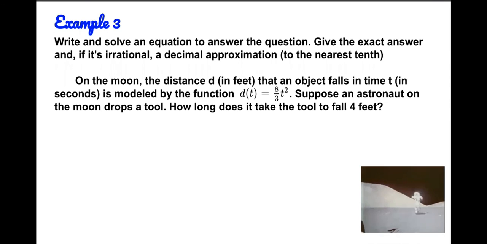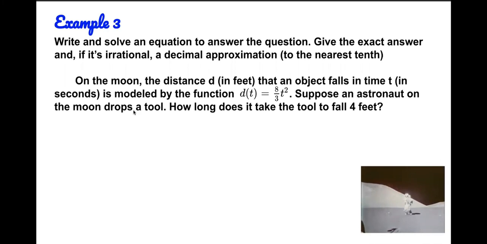So the question says, on the moon, the distance in feet an object falls in time in seconds, again, the same units, is modeled by the function d of t equals 8 over 3 t squared. So suppose an astronaut on the moon drops a tool. How long does it take for the tool to fall 4 feet?